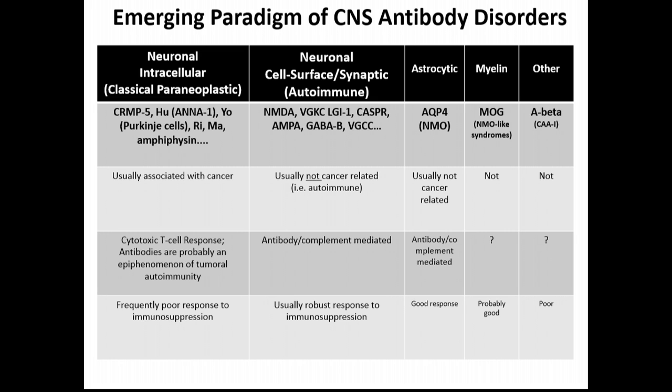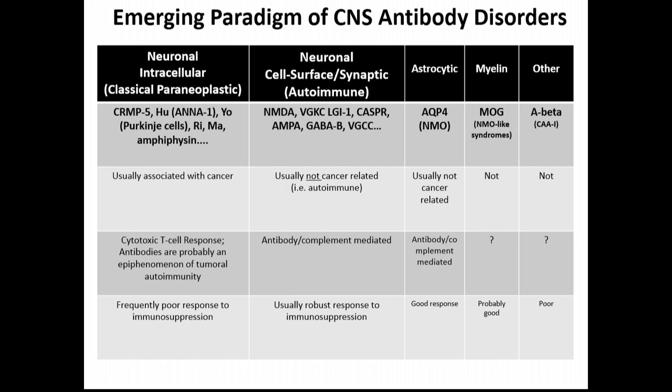Some of the best observational data comes from the Sloan Kettering experience with using more T-cell directed therapies, such as sirolimus, which may have a very modest effect, but are also quite toxic. So this is a challenging group. In the middle are the ones that I think people are becoming increasingly familiar with, which are the neuronal cell surface synaptic autoimmune encephalitides, and I list some of the classic ones there, that are usually not cancer associated in many subgroups. They're antibody and complement mediated, and there's usually a robust response to immune suppression.